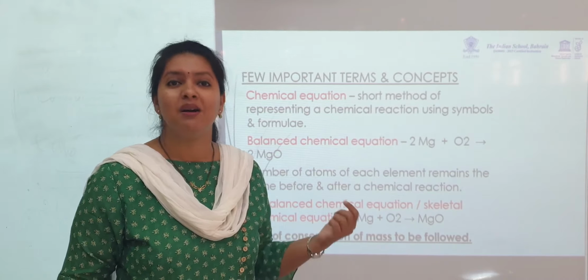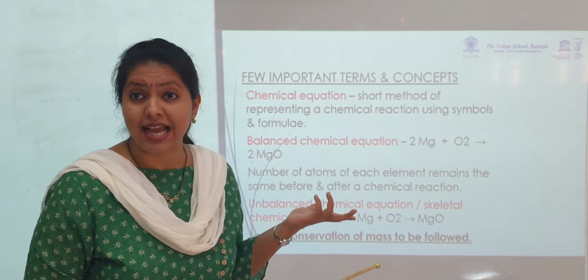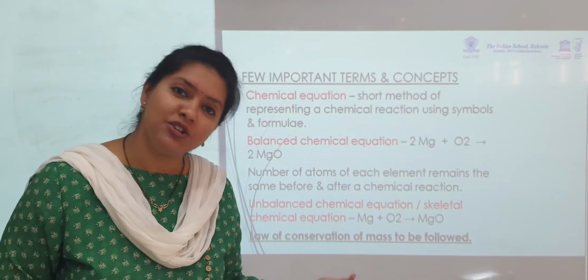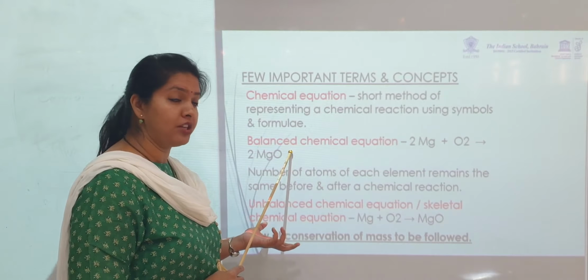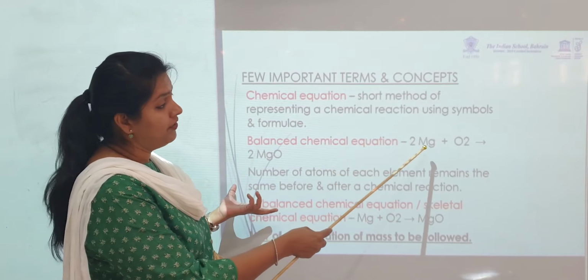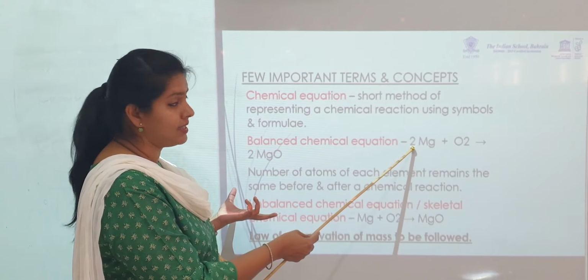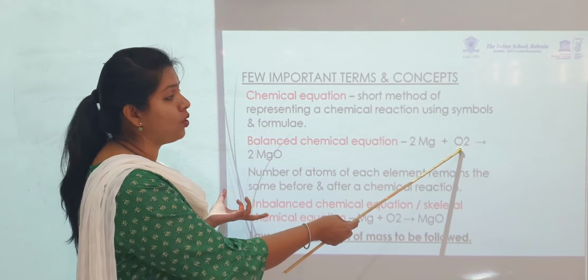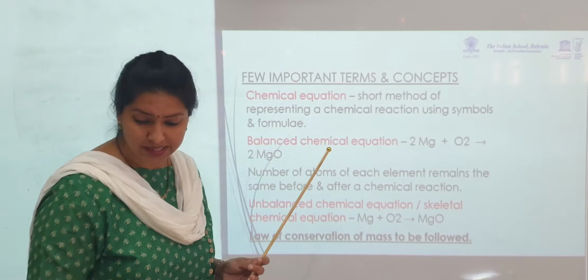But children, always remember this: whenever you write a chemical reaction, it has to be balanced. But why? Because we follow the law of conservation of mass, which states that mass can neither be created nor destroyed in a chemical reaction. So always you need to mention or write a balanced chemical equation. Now here I have written a chemical equation using symbols, and this is a balanced equation. 2 Mg plus O2 gives you 2 MgO, magnesium oxide.